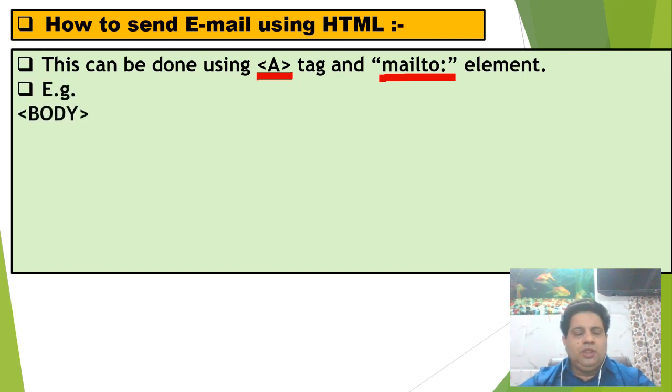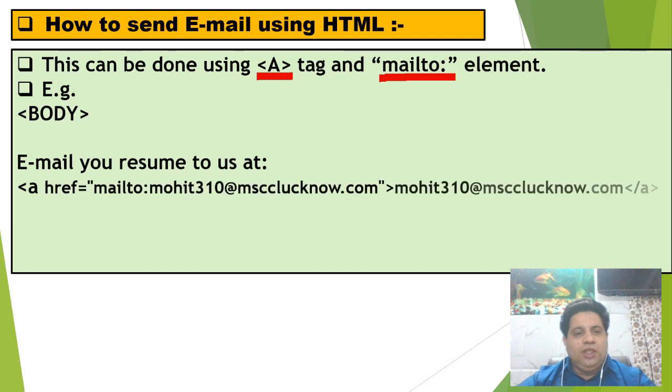See the example. Write the body tag. Now within the body tag, suppose I am writing: email your resume to us at. Now I am using a href, and within href I am writing mailto colon, and then typing the valid email, and then you want to display this email as a hyperlink.